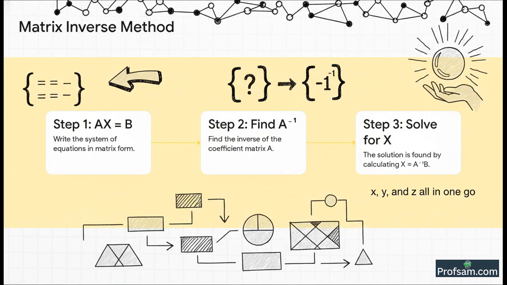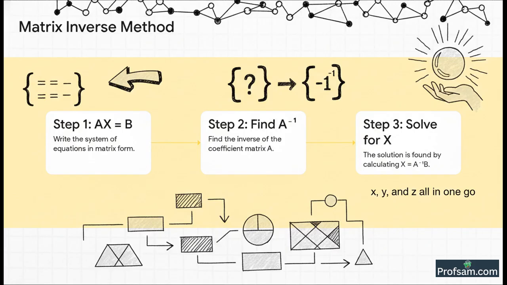So, how does this inverse method work? It's actually a very powerful shortcut. First, you write your equations in that neat AX equals B form. Second, you find the inverse of your coefficient matrix, A. And finally, the solution is just one simple calculation. X is equal to A inverse multiplied by B. And just like that, you get the values for all your variables in one go.